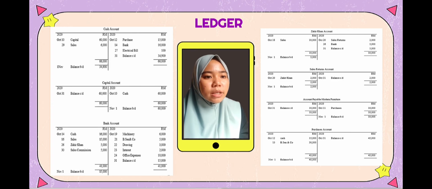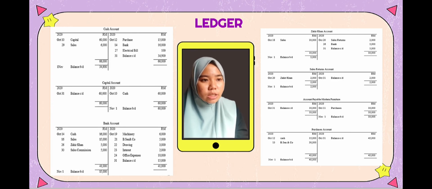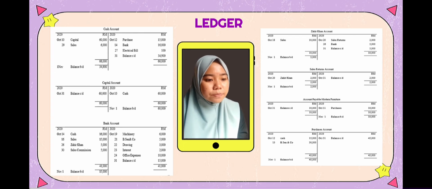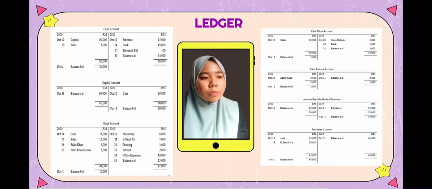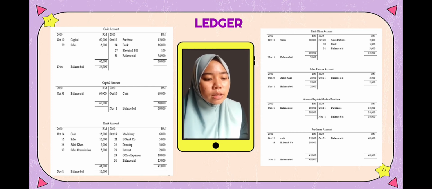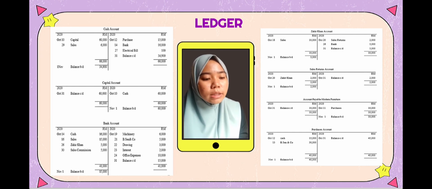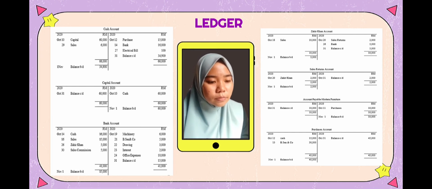For the accounts payable, Modern Furniture, on 31 October, the balance is 10,000. Purchases 10,000. The balance on 1 November is also 10,000. For the purchases account, on 12 October, cash 1,500. B and Sin Co 13,000.